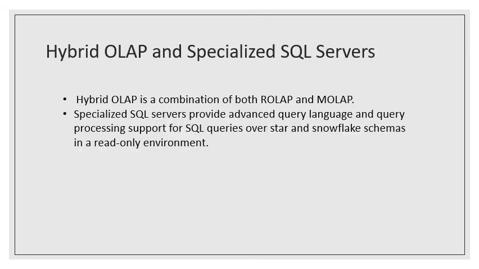Next is the hybrid OLAP. Hybrid OLAP is a combination of both ROLAP and MOLAP. It offers higher scalability of ROLAP and faster computation of MOLAP. HOLAP servers allow to store the large data volumes of detailed information. The aggregations are stored separately in MOLAP store.